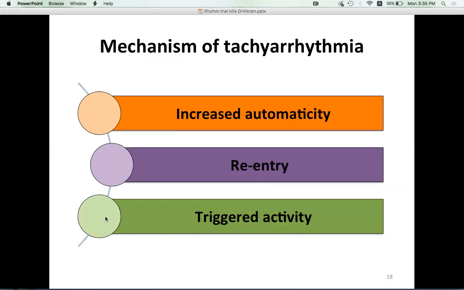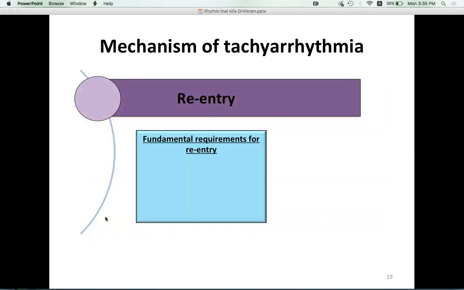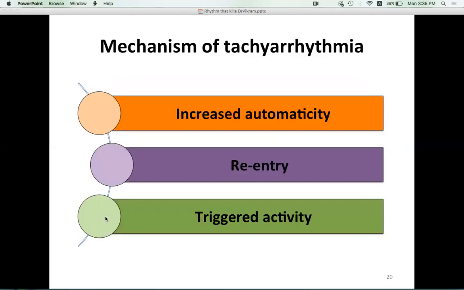The second mechanism responsible for tachyarrhythmias is re-entry, which is the most common mechanism seen in pathological tachyarrhythmias. So the fundamental requirements for any tachyarrhythmia caused by a re-entrant pathway is that yes, an anatomical circuit should be present, but there should also be a zone of slow conduction, and there has to be a region of unidirectional block. Once all these three criteria are satisfied, then the re-entrant pathway can lead to tachyarrhythmias.